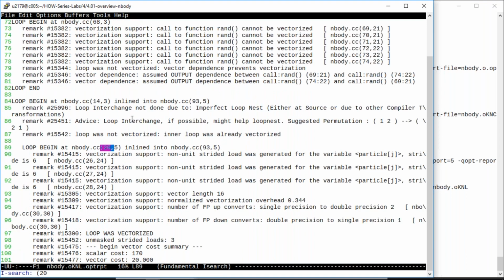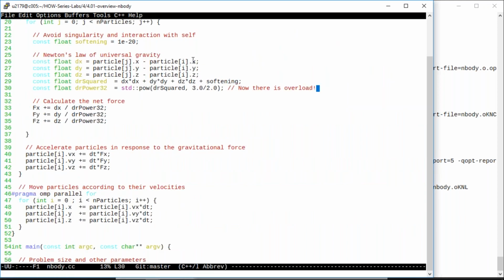Line 20. Okay, non-demonstrated load. Wait a second. Number of up converts still 2 and down converts still 1. So what happened? Didn't I say that you have overload? Does anybody know? If you have ideas, post in the chat.